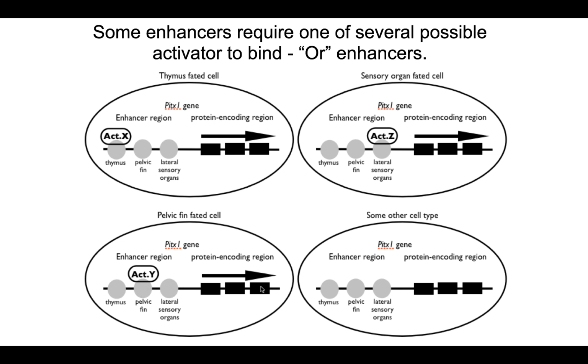And then all the other cell types that do not require PITX1, they don't make activator X, they don't make activator Z, and they don't make activator Y. Now, why is this particular system interesting?